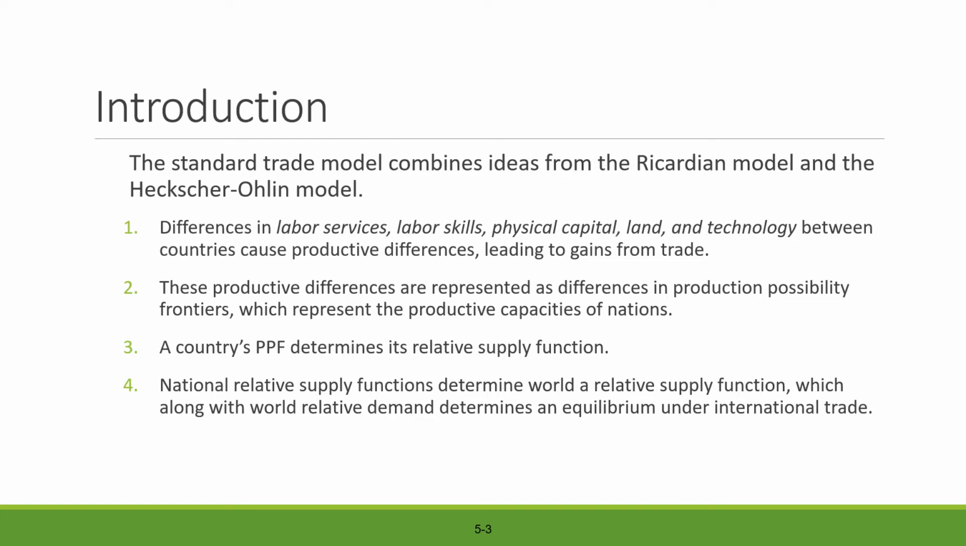Then again, the fourth point tells us that the national relative supply, the supply of each country, determines the world supply for those goods, whereas the national demand, the country-specific demand, adds up to other countries' demand to determine the international demand for that good. So the international supply and demand is actually a combination of the individual countries' supply and demand.